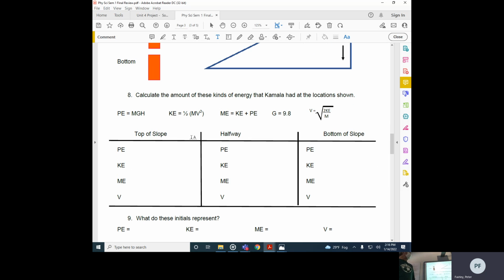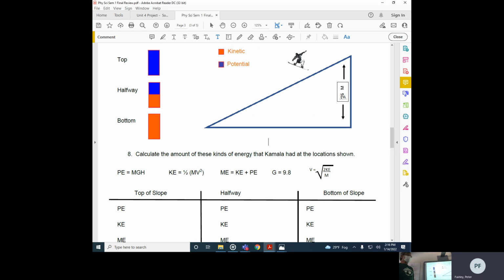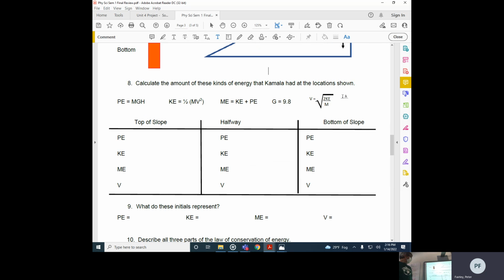That takes us to the chart. Remember how to do this math? Here are the equations. I'm going to give you the equations, but you have to know how to use them. What's M? M is mass. What's G? Gravity. What's H? And what are we using for height? The 26-meter height, right?